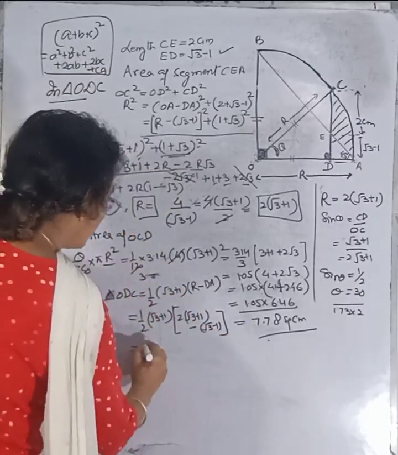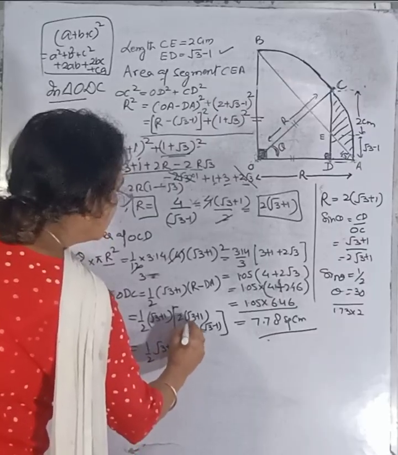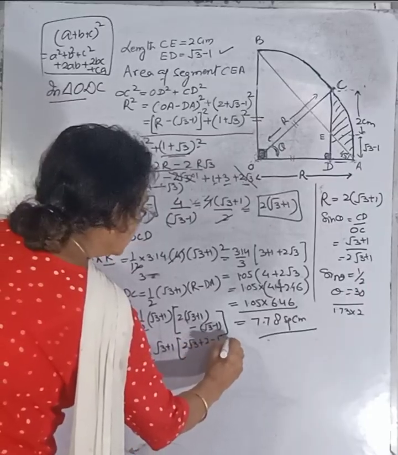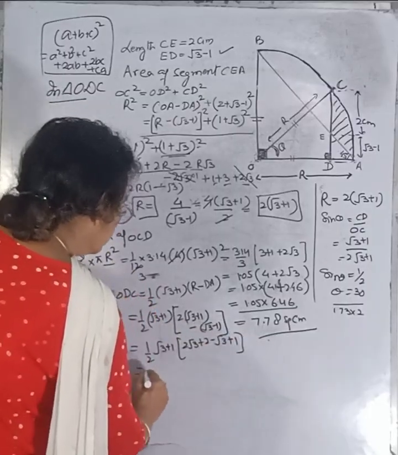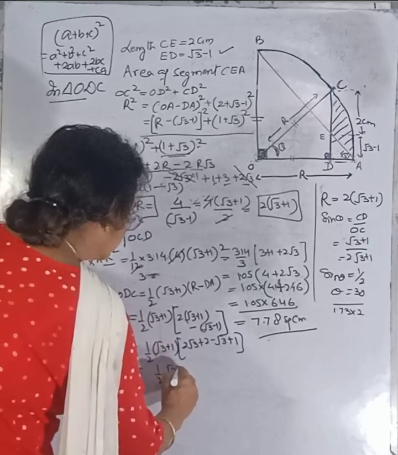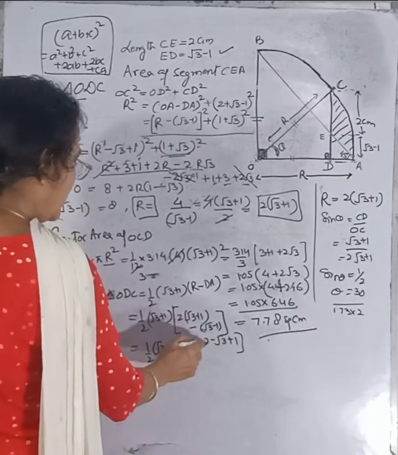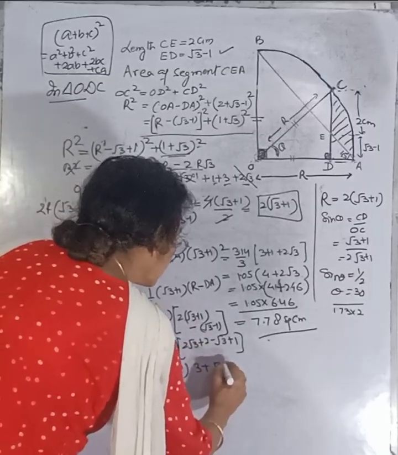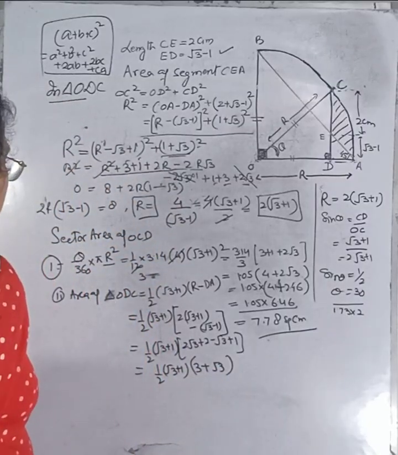That will be equal to 1/2 root 3 plus 1 into 2 root 3 plus 2 minus root 3 plus 1. This will be equal to 1/2 root 3 plus 1. This root 3 is equal to root 3, and this is 3. 3 plus 3 root 3. 3 plus root 3. Okay. Root 3 plus 1. 3 plus root 3.